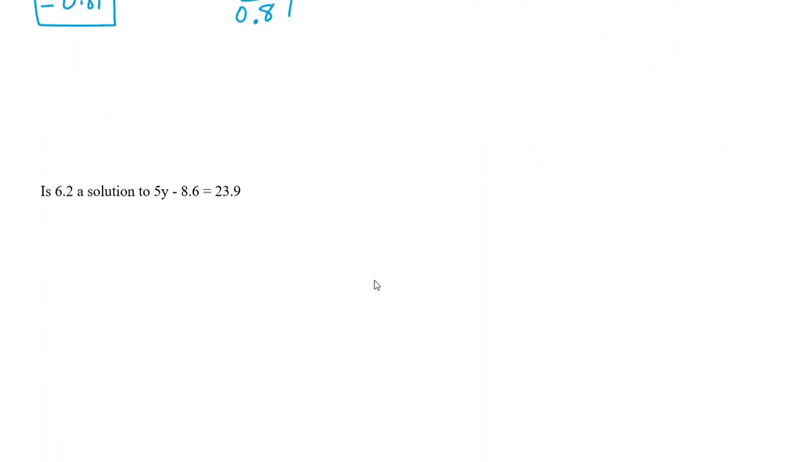Okay, finally, this I thought was an interesting question. We do know how to solve this equation, so we could solve the equation 5y minus 8.6 equals 23.9. So we could solve that equation using the normal steps, adding 8.6 to both sides and then dividing both sides by 5 to see if 6.2 is a solution. I want to show you a different way to do that.